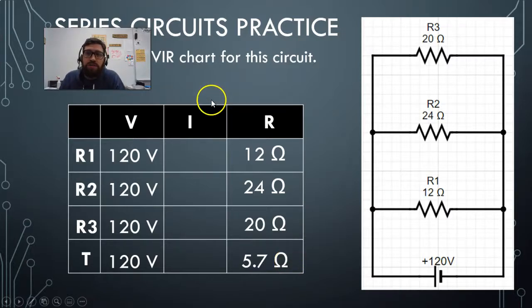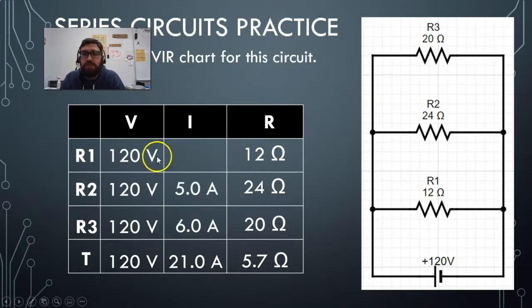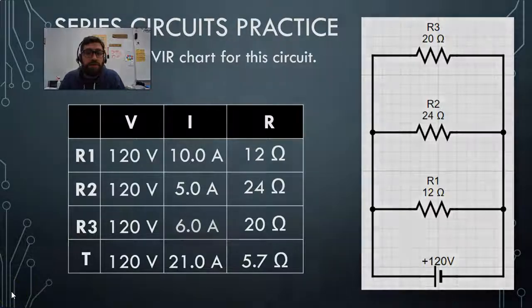And lastly, we're going to do I equals V over R for this column. 120 divided by 5.7 is 21. 120 divided by 20 is 6. 120 divided by 24 is 5, and 120 divided by 12 is 10. If we look at this, 10 plus 5 plus 6 adds up to exactly 21, so that one checks out. These voltages are all the same, and they equal the battery voltage. And this one down here at the bottom should be the lowest number in the entire resistance column. So we did that one right. So there's our examples for parallel circuits.